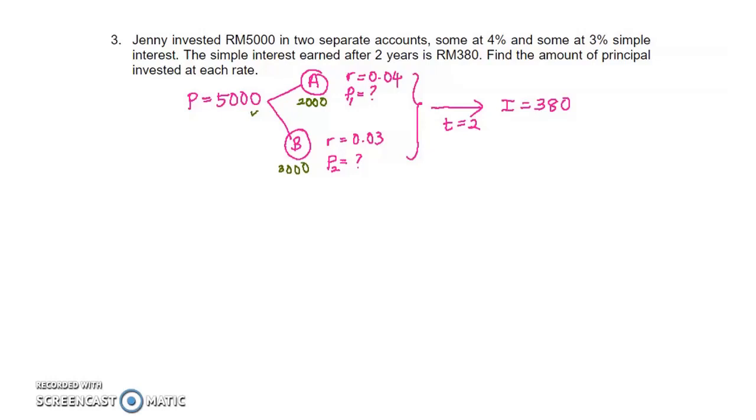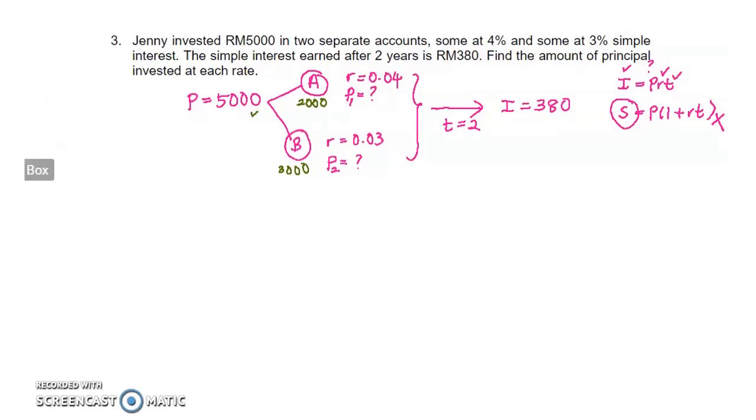We have two formulas just now: I equals PRT, and S equal to P(1 + RT). Again, check which formula to use. You check the info that you have. In this case, we don't have info about S, so we cannot use this formula. For the first formula, we have value I, we want to find value P, and we have R and T. So in this case, we use the formula I equals PRT.